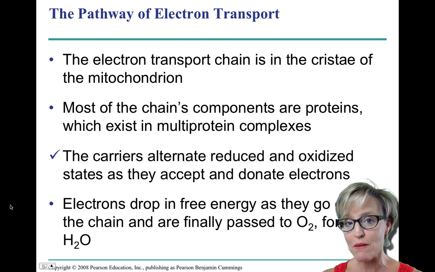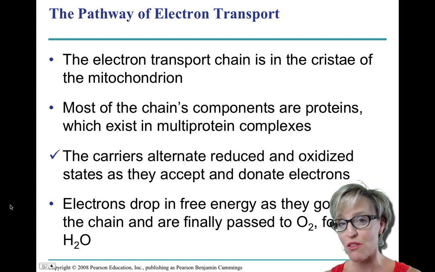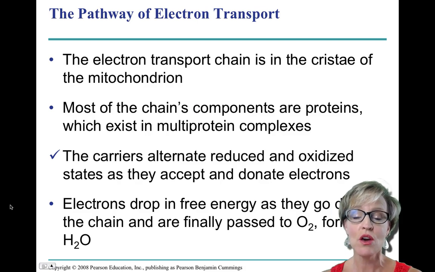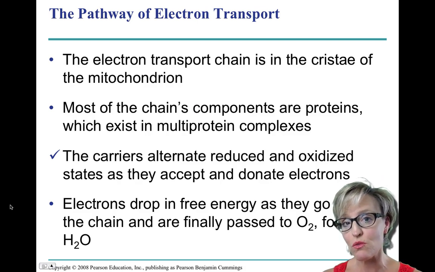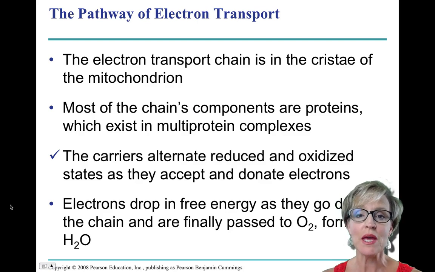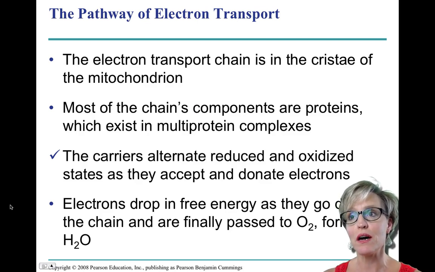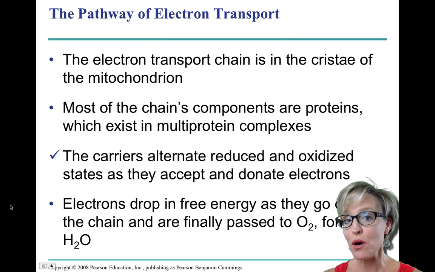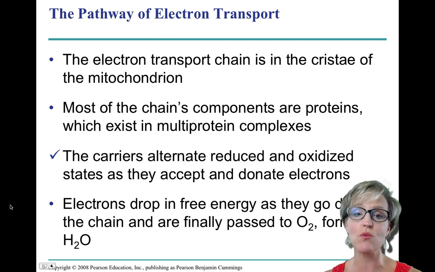Now each time the electrons move from one protein to another, they're going to lose free energy, but the energy they lose will be made into the ATP. At the very bottom of the electron transport chain, you will get oxygen, which is a very potent oxidizing agent. It will be reduced with the electrons. Hydrogen ions will also be sitting there, and water will be made as a waste product.